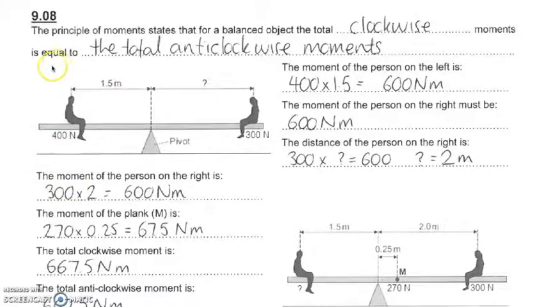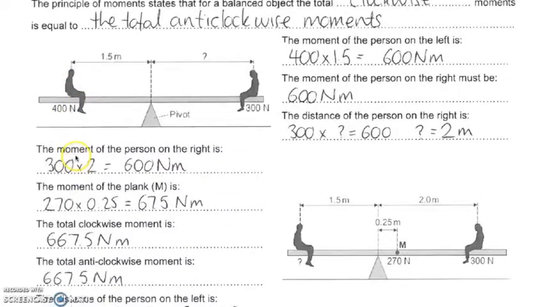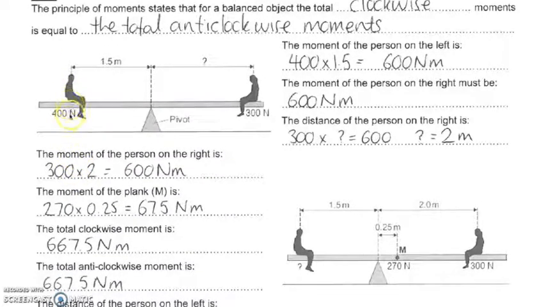So let's have a look at the moment of the person on the left. Well, it's going to be their force, 400 newtons downwards, their weight, multiplied again by the distance from the pivot to where the force acts 90 degrees to it, or where it's normal to it. So weight is obviously going downwards, so it is 90 degrees, so it's going to be 400 times 1.5, which is 600 newton meters. The moment of the person on the right, therefore, has to also equal 600 newton meters, which means we can work out this distance here. So it's going to be 300 times some unknown has to equal 600. Well, 600 divided by 300 is equal to 2 meters. So this person is 2 meters away from the pivot.